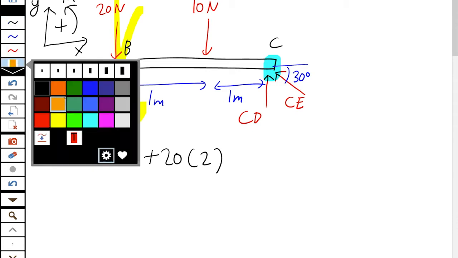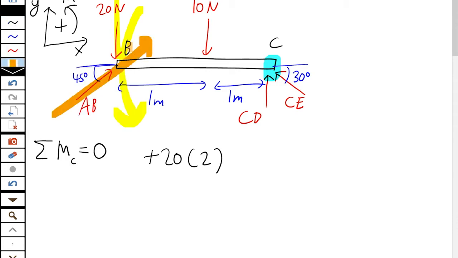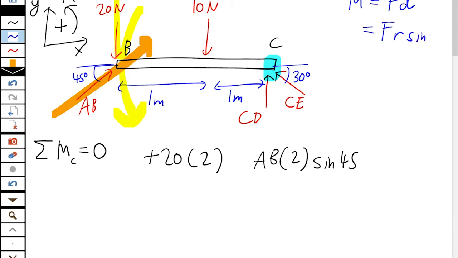Then we have AB, still a distance of 2 meters away, and now there's an angle of 45 degrees, sine 45, because remember, a moment is either the force times the perpendicular distance or the force times the distance times the sine of the angle between them. Now we see that's turning clockwise around C, which is negative.